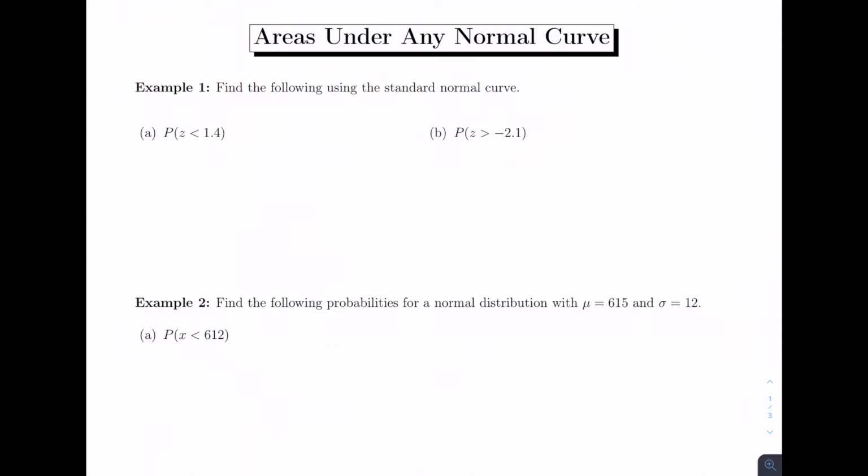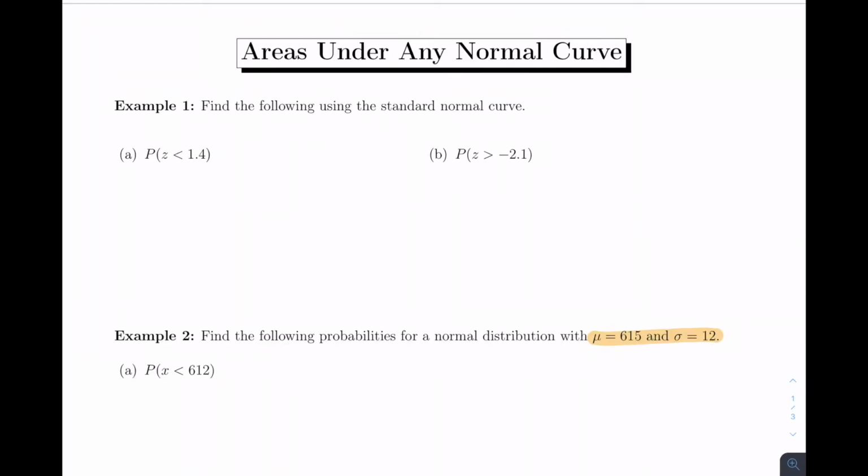In this video, I'm going to be finding areas under both the standard normal curve and areas under a normal curve with mean 615 and standard deviation 12. In the next video, I'll be doing the reverse. Given an area, find either the z-score or data value x that corresponds to that area.